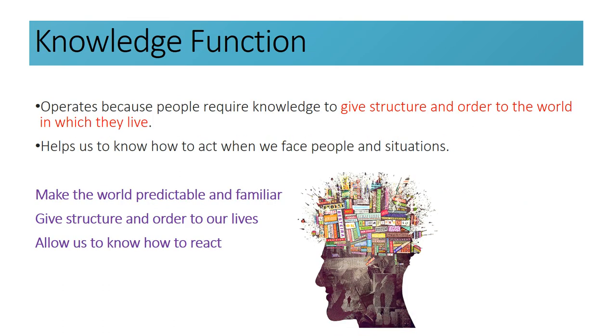Lastly, the knowledge function operates because people require knowledge to give structure and order to the world in which they live. This doesn't mean that people need to have knowledge about everything in life. However, people do want to know about things that directly affect them or could potentially affect them. It helps us to know how to act when we face people and situations.